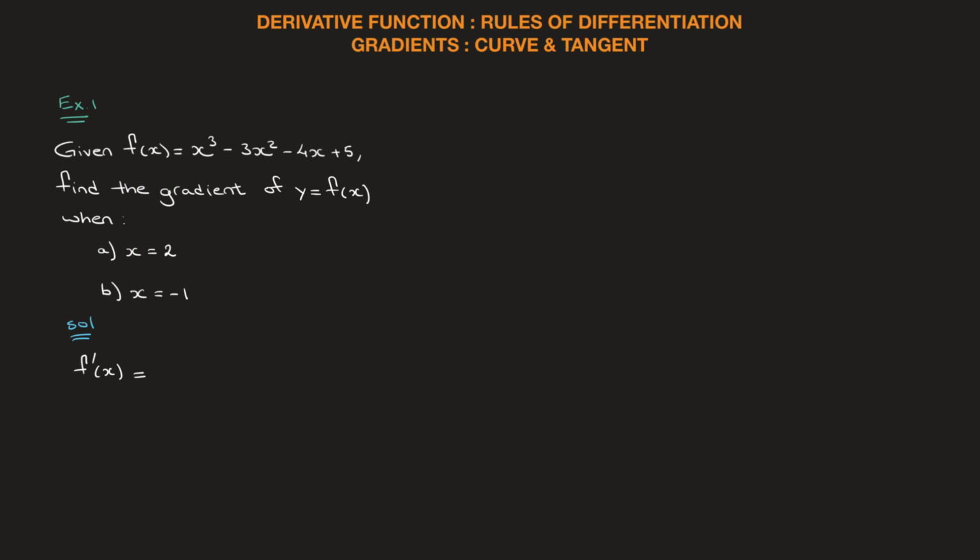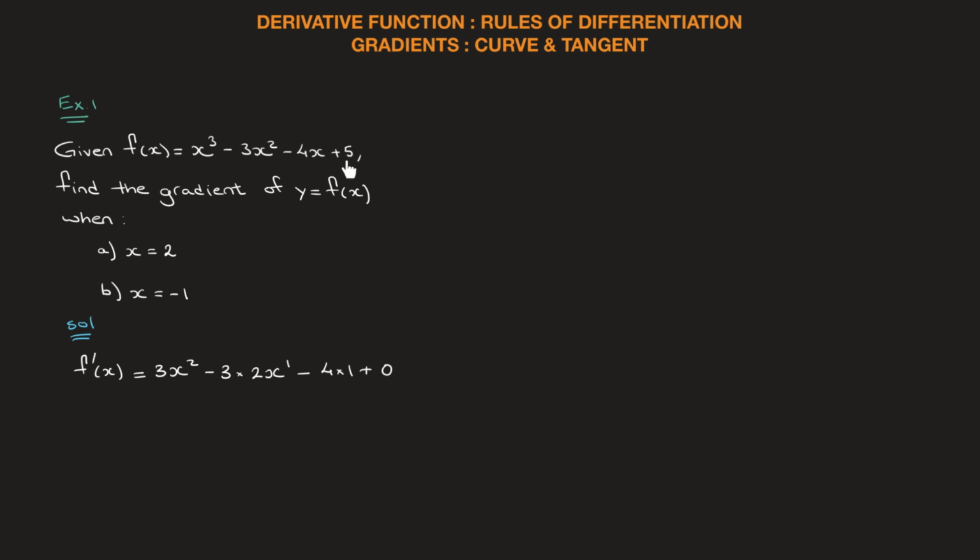This is equal to the derivative of x cubed, which will be 3x squared, minus 3 times the derivative of x squared. So I can already write minus 3 times the derivative of x squared, which, remember, using the power rule becomes 2 times x to the power of 2 minus 1. So that's just 2 times x to the power of 1, minus 4 times the derivative of x, and we had seen that the derivative of x is just equal to 1, so I'll go ahead and write that. That's minus 4 times 1 plus the derivative of 5, which we had seen is equal to 0.